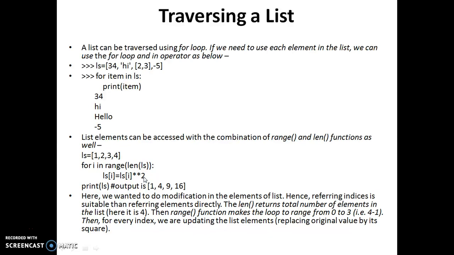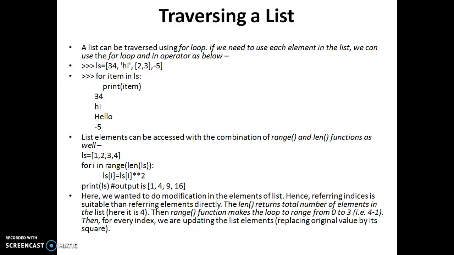So what it does is, this double star is nothing but the square of the particular element, that is square of 1, square of 2, square of 3 and square of 4. So the output it displays is 1 comma 4 comma 9 comma 16.